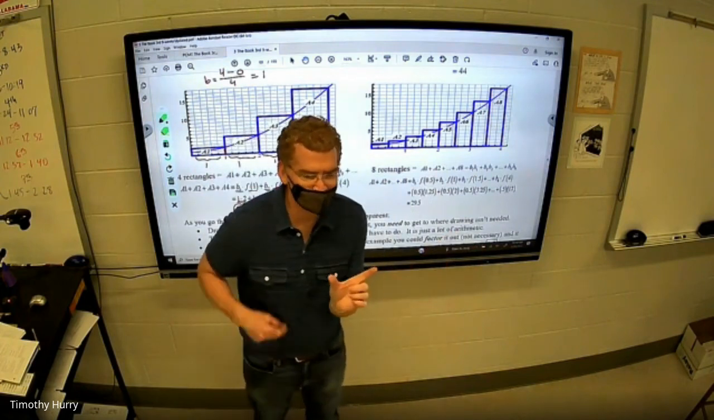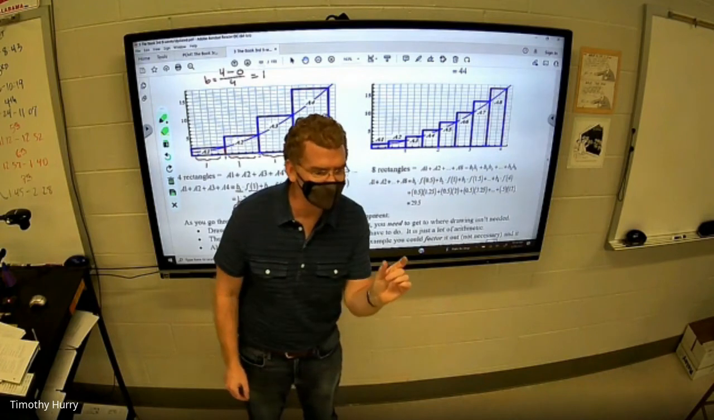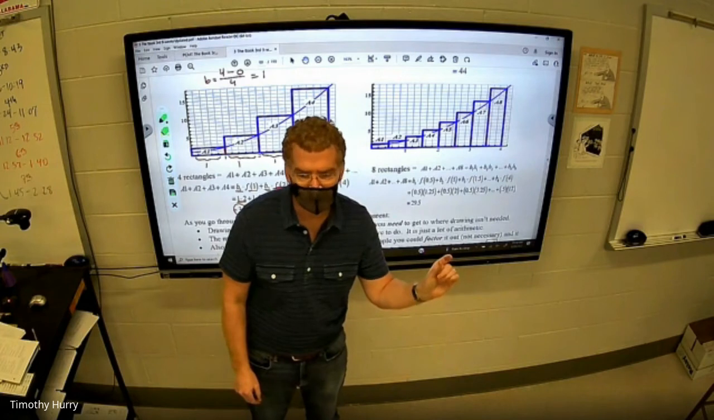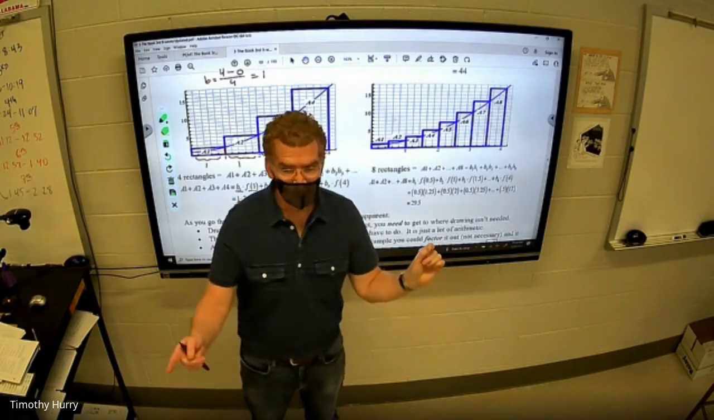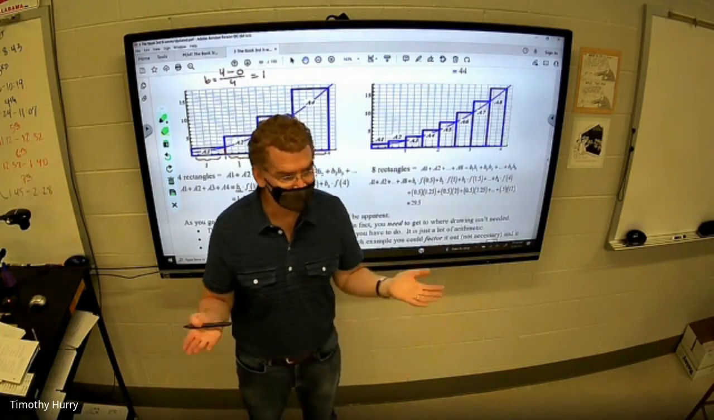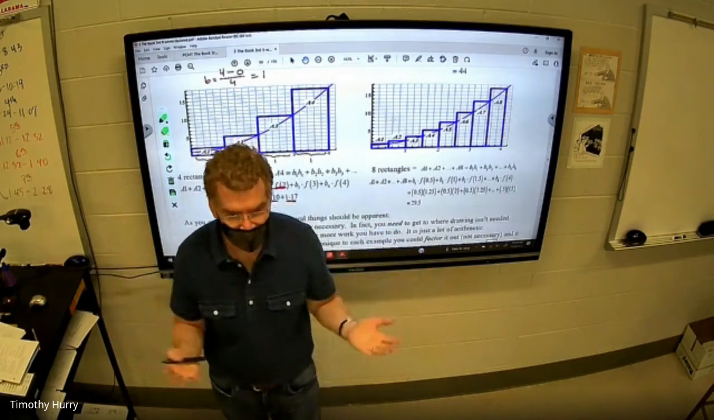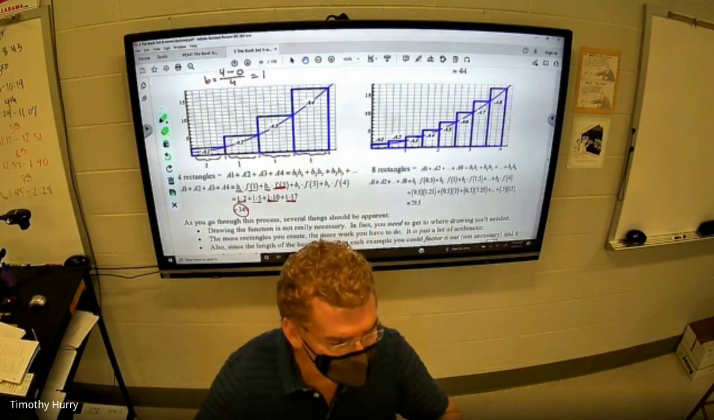What's happening to my base the more rectangles I get? It's getting smaller. What's that approaching? 0. What does that sound like? Limit. A limit? I've got a limit problem. Now I still have to sum them. So I'm basically limiting a sum.